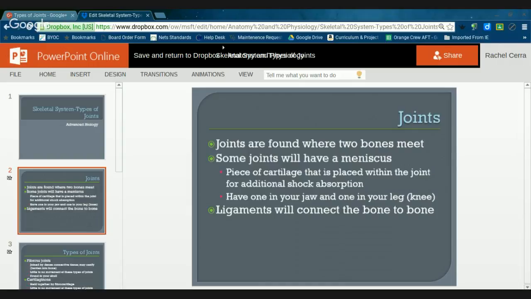In addition to a joint, you're also going to have what's called a ligament, and that's actually going to hold the two bones together.